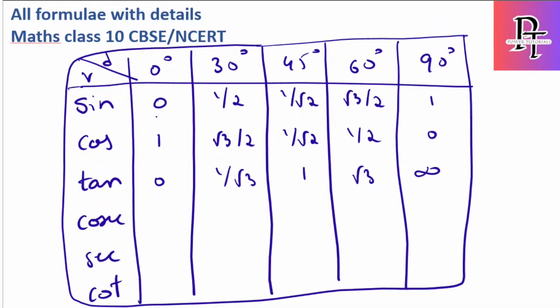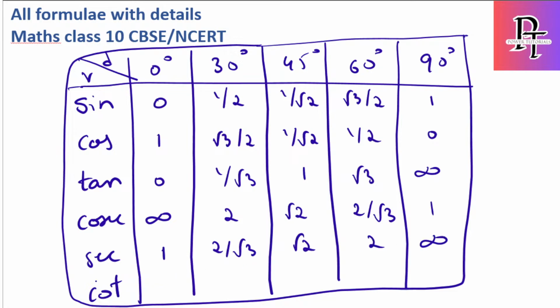Cosecant is 1 by sin, so 1 by 0 is infinite, 1 by 1 by 2 is 2, 1 by root 2 is root 2, 1 by root 3 by 2 becomes 2 by root 3, and 1 by 1 is 1. Secant is similar to sine and cos, just opposite. Same way, cosecant and secant you can write as inverse. So here: 1, 2 by root 3, root 2, 2, and infinite.